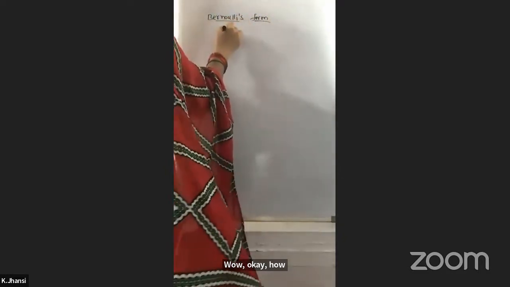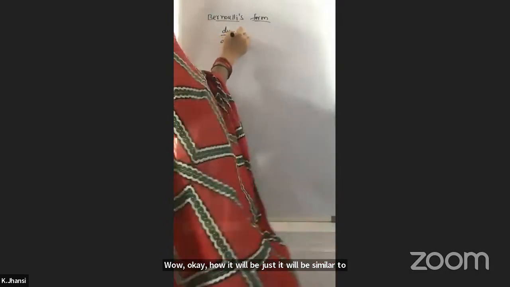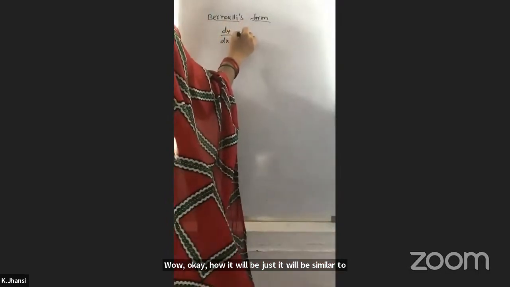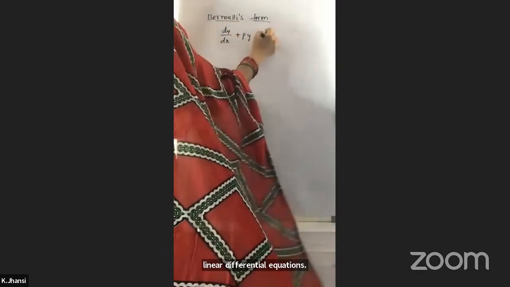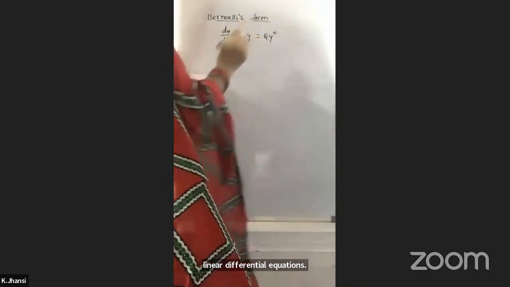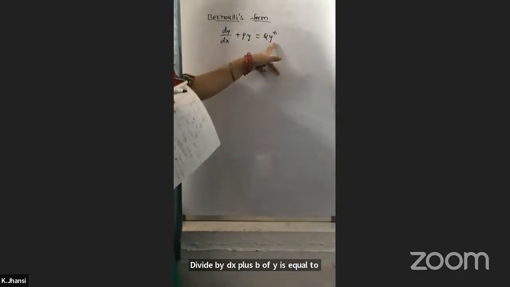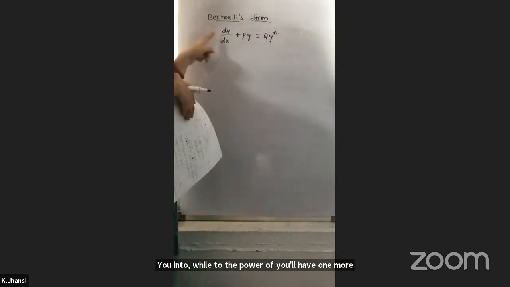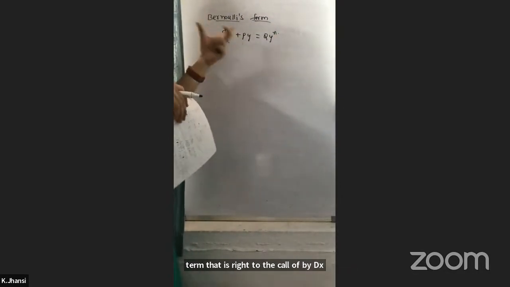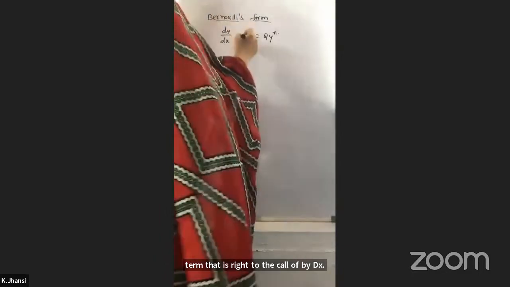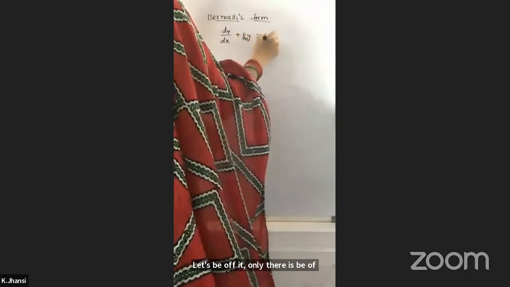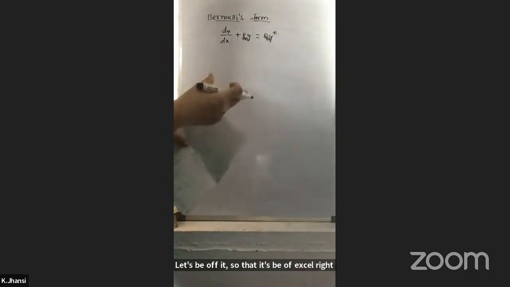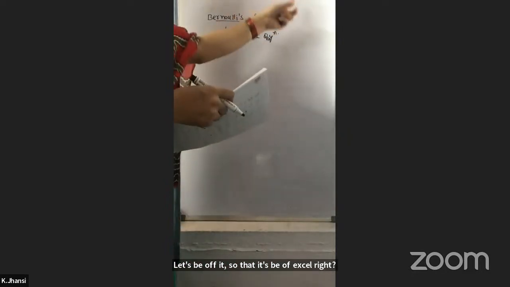It will be similar to the linear differential equation, but it is dy/dx plus P(x) into y equals Q(x) into y to the power of n. You will have one more extra term, that is y to the power of n. So dy/dx plus P of x into y, and Q of x into one more extra term, y to the power of n.